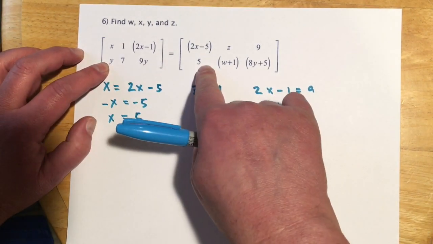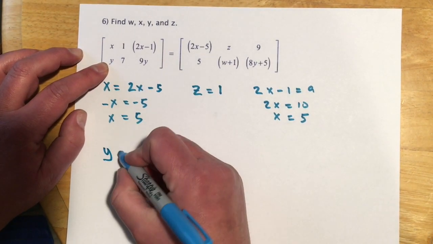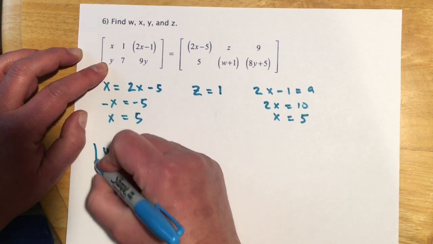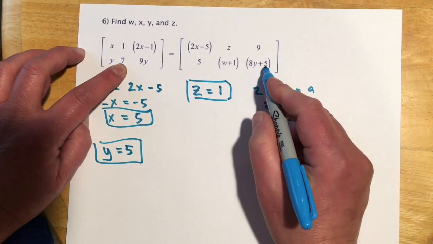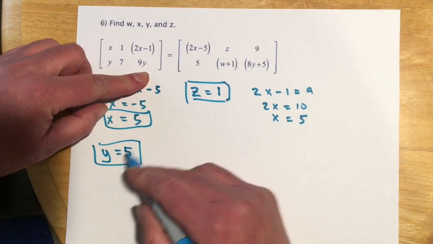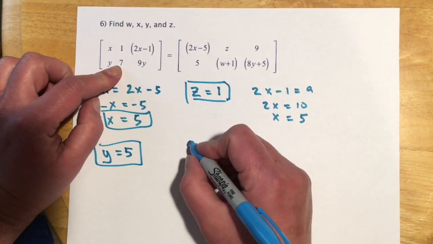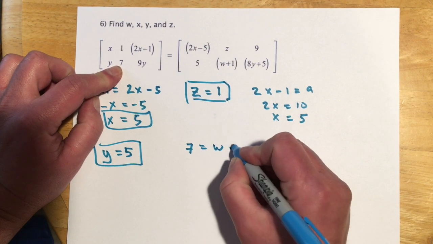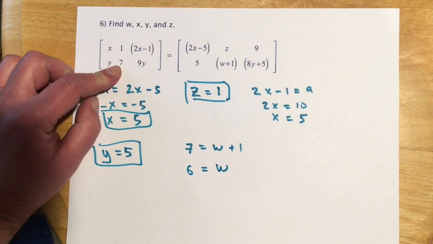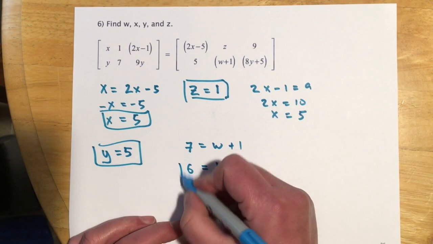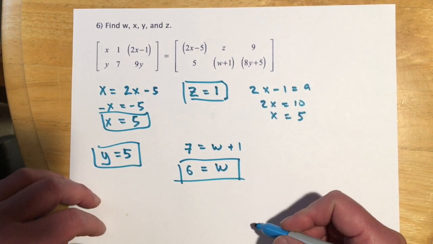So then y equals 5. So we got there, and there. And then I don't really care about this one because it's just going to be y again. So then I can do 7 equals w plus 1. And then bringing the 1 over, 6 would equal w. So it looks like it's going to be hard, but it's actually not that bad.